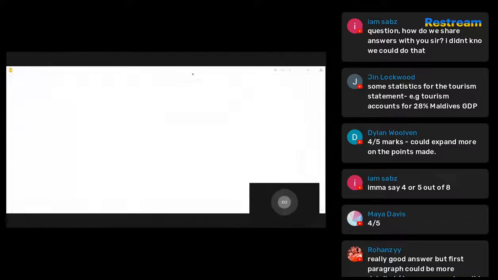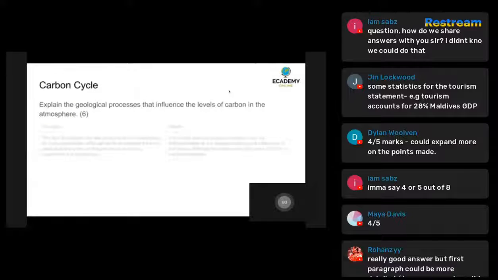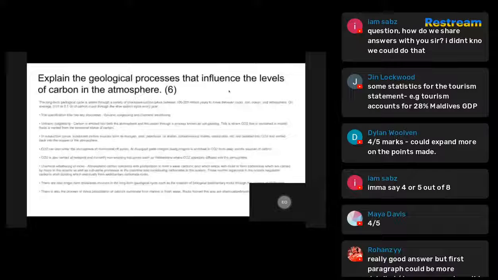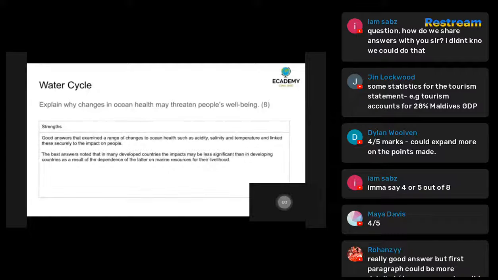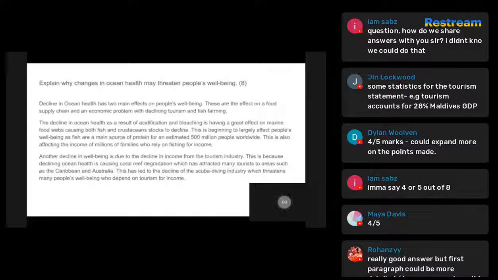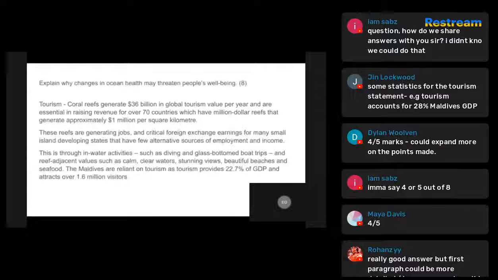Right, let's look at what else you could have written for this answer very, very quickly. So we've looked at this answer here. So here's something that you could have written for the tourism aspect of this question. Coral reefs generate over $36 billion in global tourism value every year, essentially raising revenue for over 70 countries, which have multi-million-dollar reefs that generate approximately $1 million per square kilometer.